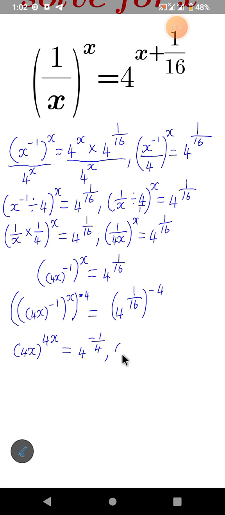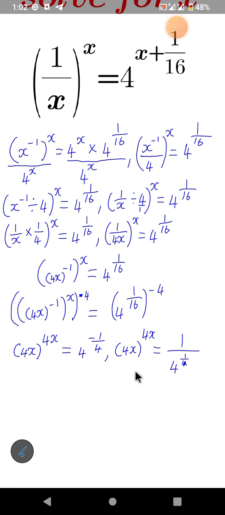So we say this 4x raised to the power of 4x equal to, now this expression here is the same thing as 1 all over 4 raised to the power of 1 all over 4. Now this is according to the law of what? Indices. The minus will turn to what? 1 all over. So this is 1 over 4.